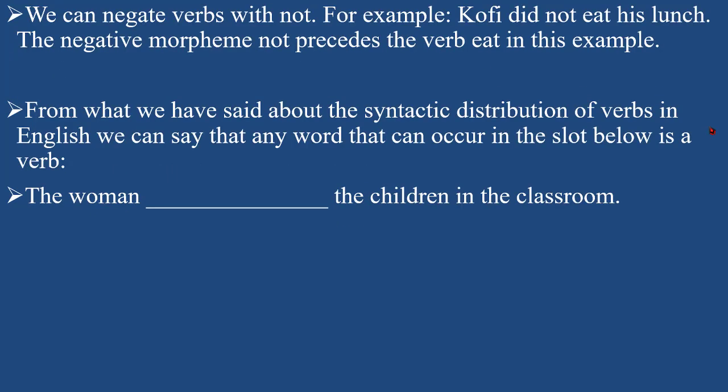So we can negate verbs with not. For example, Kofi did not eat his lunch. So the negative morpheme not precedes the verb eat in this example. From what we have said about the syntactic distribution of verbs in English, we can say that any word that can occur in the slot below is a verb. So I have the woman, the children in the class. Any word that comes here is a verb automatically. So now we can see that based on the syntactic position of a word, we can determine that it is a verb or noun, or in this case, it is a verb.